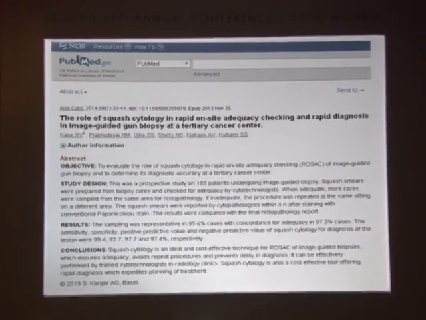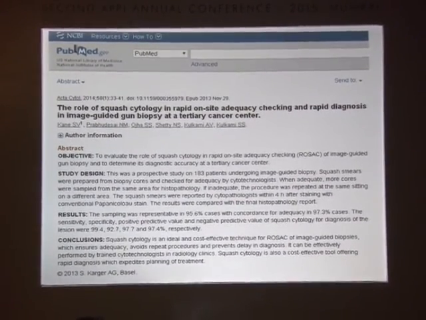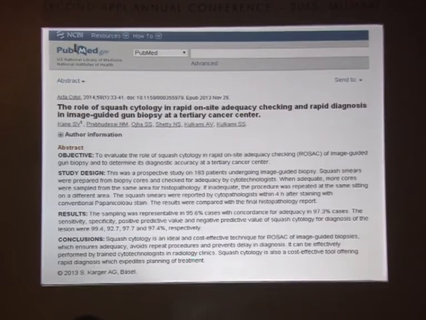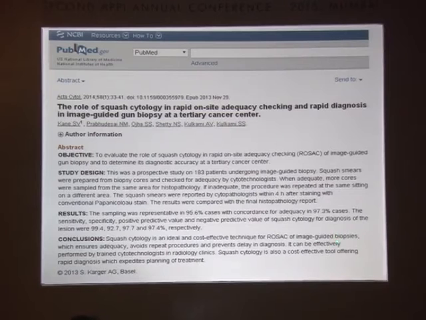So we did a study of this cost of cytology, and it is published in Acta Cytologica, and these were our conclusions: that it is an ideal and cost-effective technique in the case of image-guided biopsies, a rapid on-site adequacy check or test, which ensures adequacy, avoids repeat procedures, prevents delay in diagnosis, and can be effectively performed even by trained cytologists.